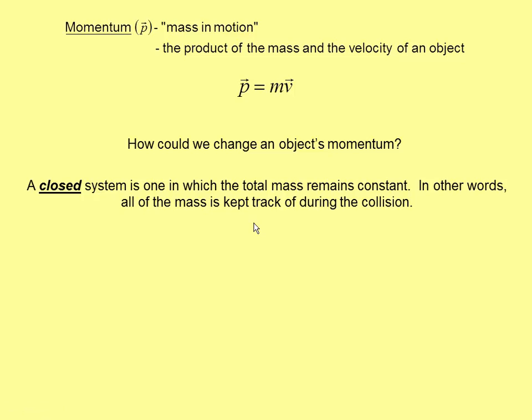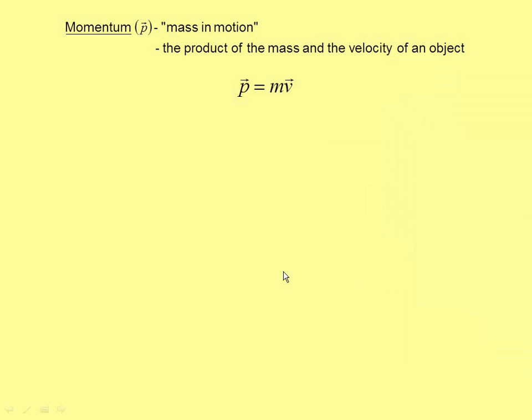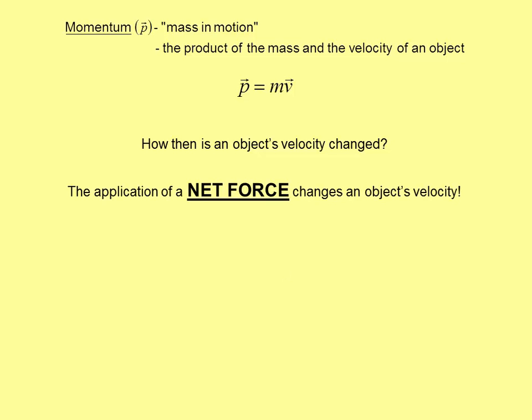So if we have, say, two carts colliding into one another, we're not going to lose a piece of the cart that's going to fly away on its own. If it does, we're going to keep track of it. All right? So we're going to keep track of all the mass. So that means that to change an object's momentum, we have to change its velocity. And if you think back a few units ago, we know that in order to change an object's velocity, you must apply a net force. Right? Net forces result in acceleration. They result in the velocity changing.